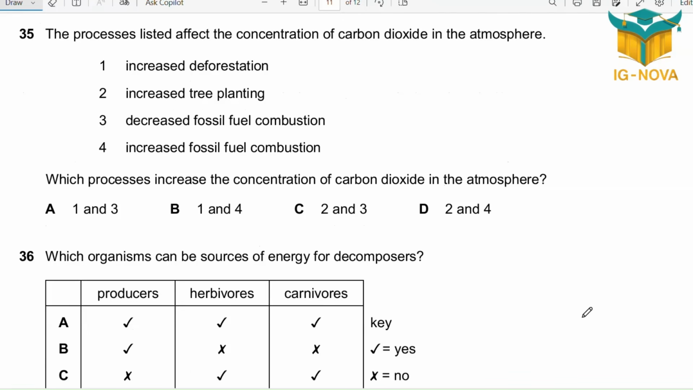Which processes increase the concentration of carbon dioxide in the atmosphere? Trial and error. Increased deforestation. Agree. Increased tree planting: if you add more plants, there is more photosynthesis, so less carbon dioxide. Here I need more carbon dioxide, so I need 1 without 2. So 2 is out. Decrease fossil fuel combustion: if you decrease combustion, you decrease carbon dioxide. I need to increase, the question is saying that. So 3 is out. Increase fossil fuel combustion. Agree. So B.